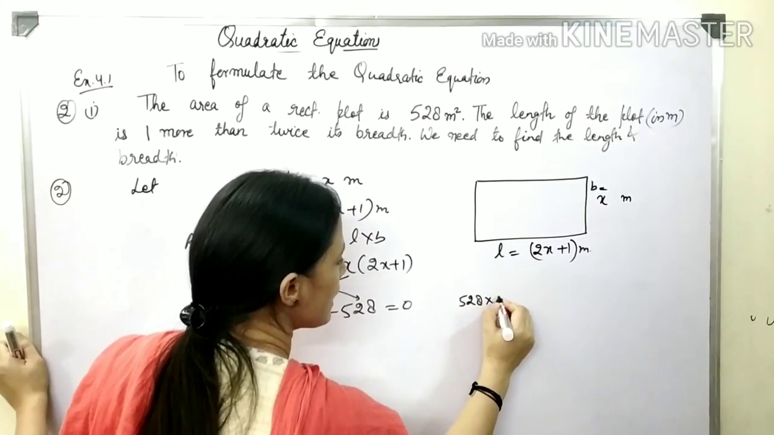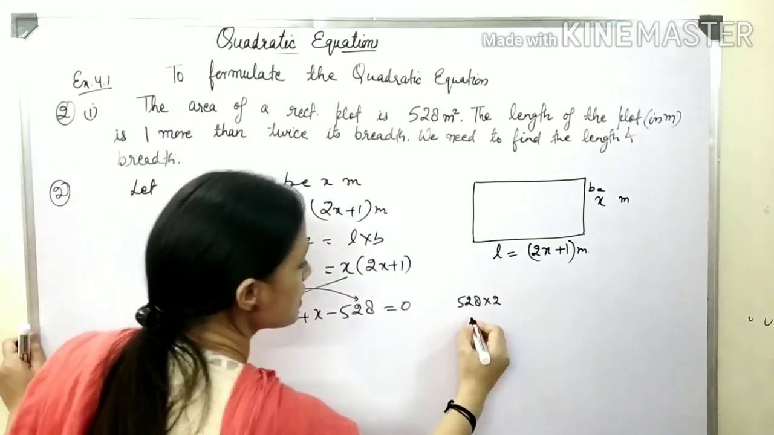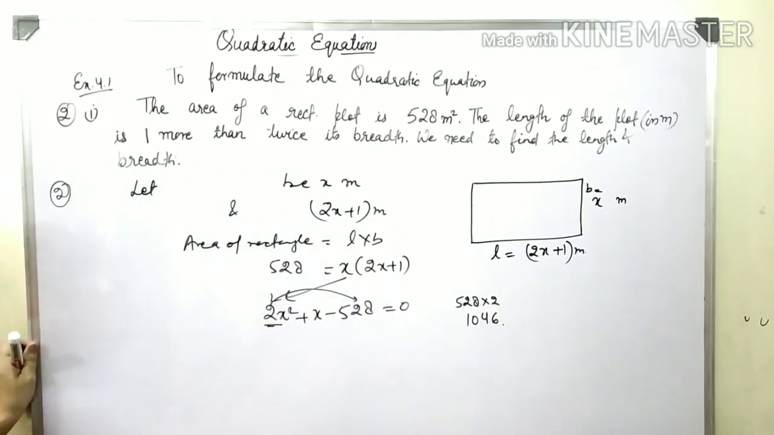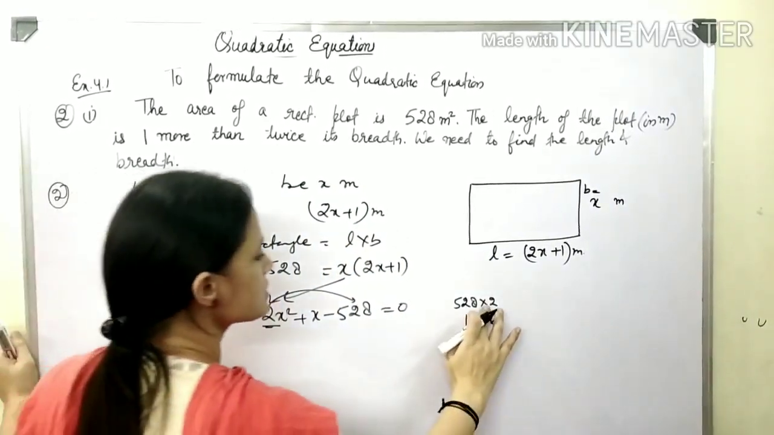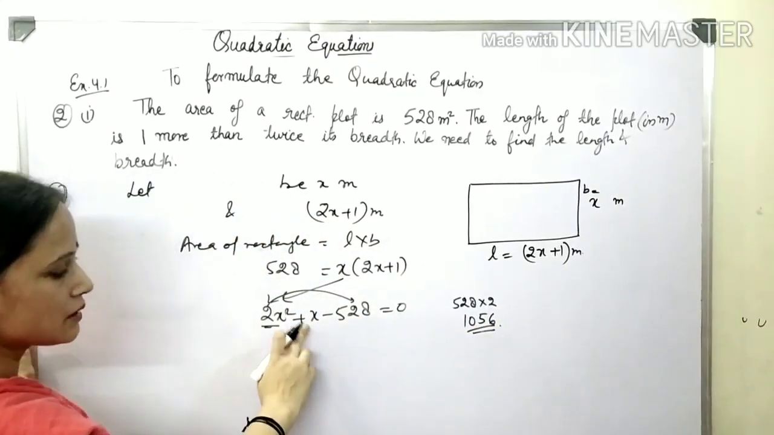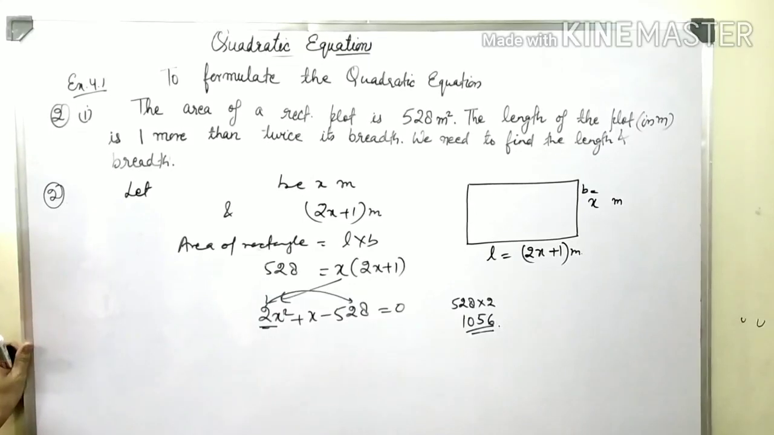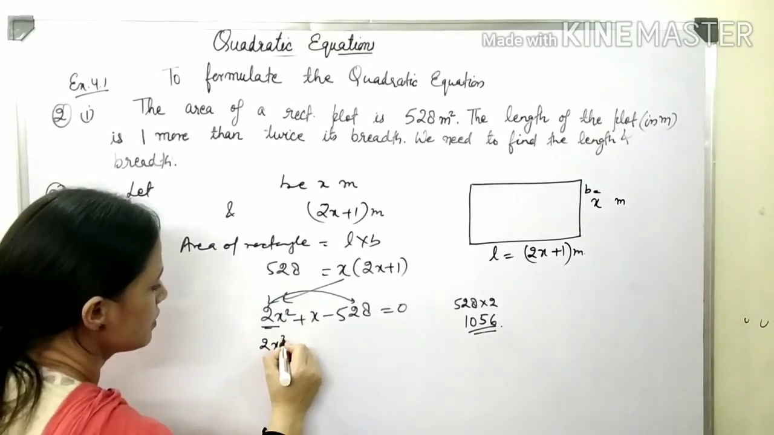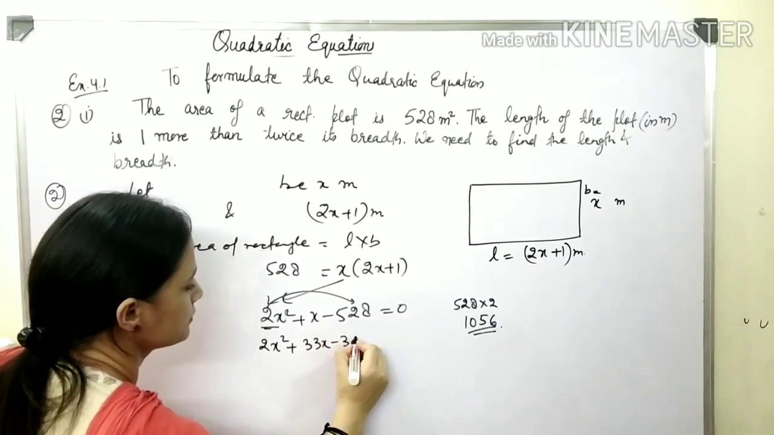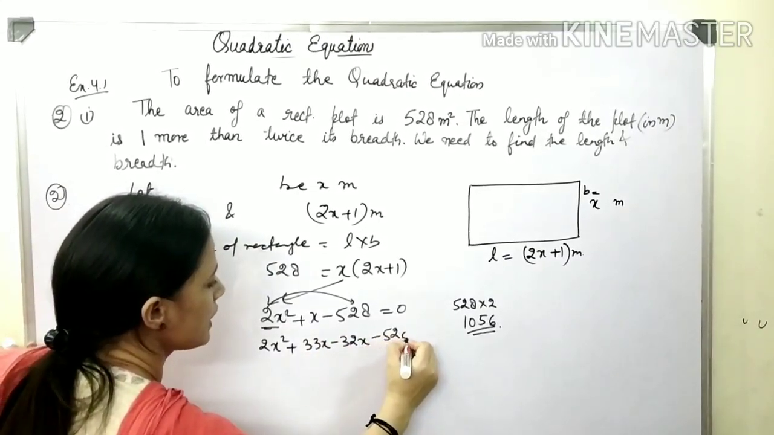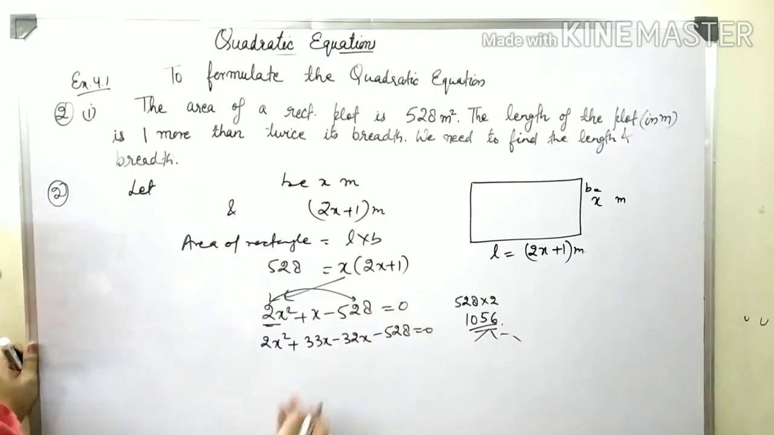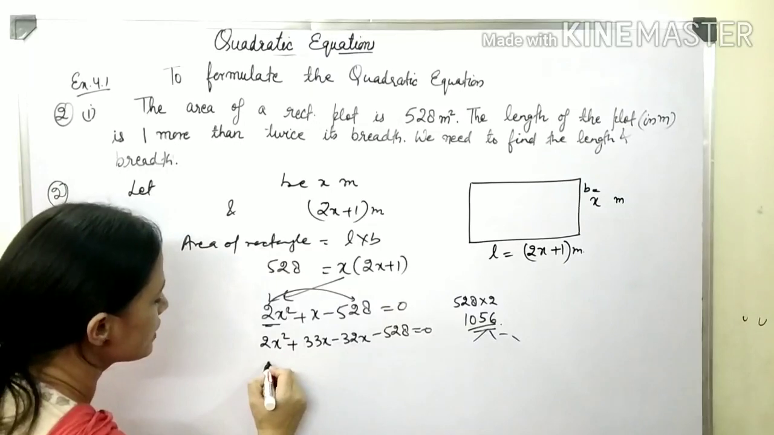So we will find that the product is 1056, and you'll have to factorize this to get the middle term, that is 1. So I have found the factors as 33x and 32x minus 528. You'll have to see the factors and then you'll have to rearrange, combine, and then you will see that you are finding the factors.